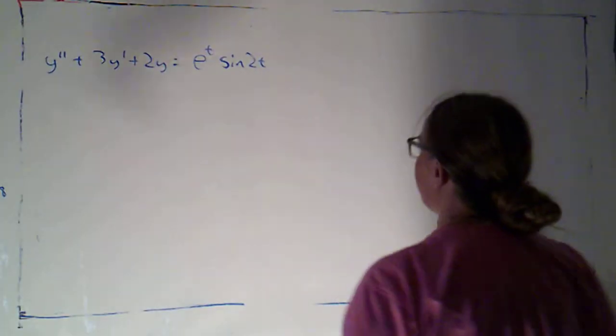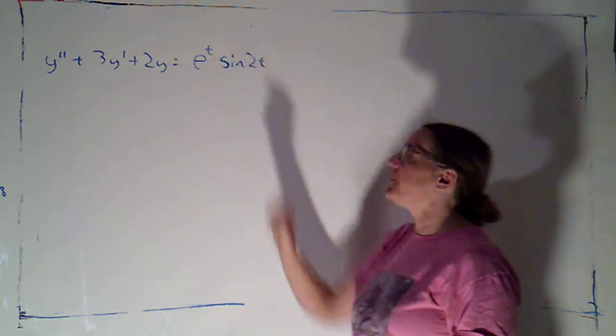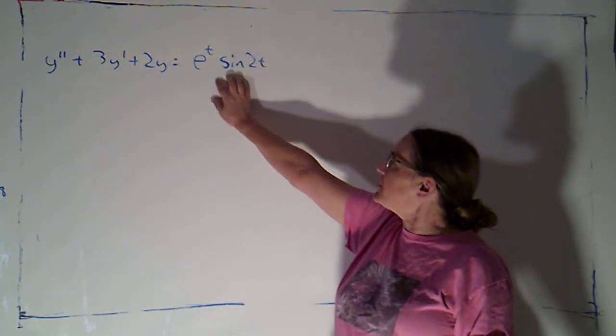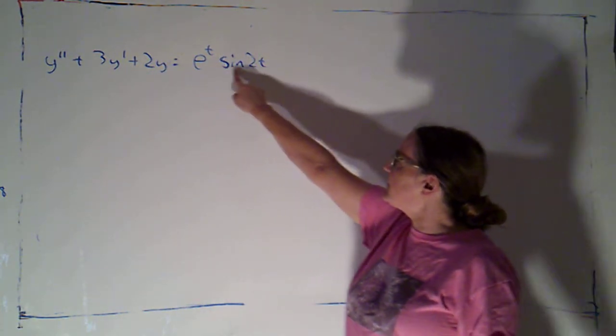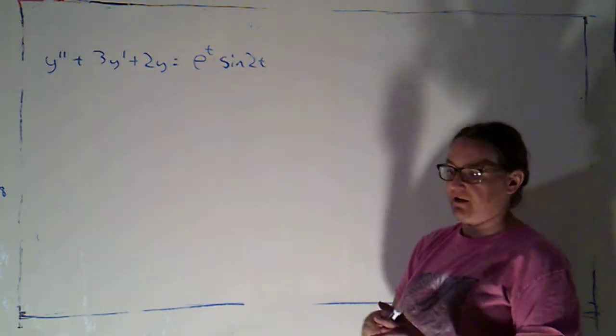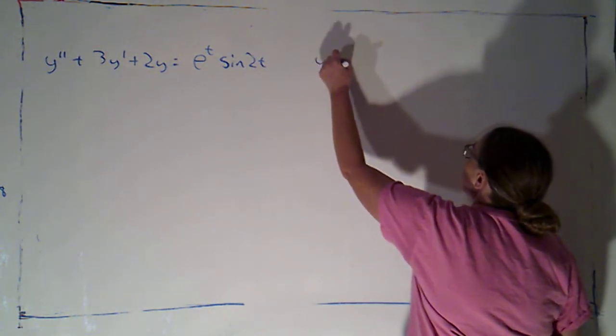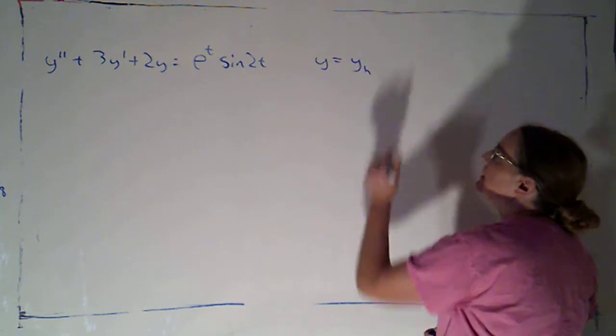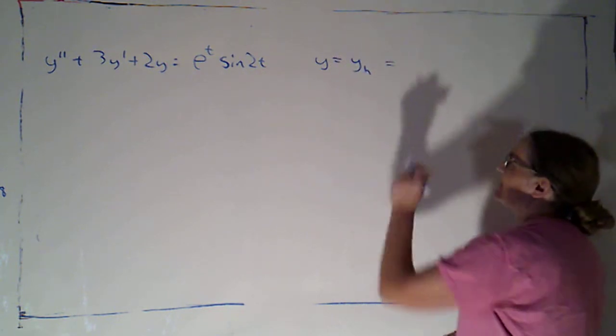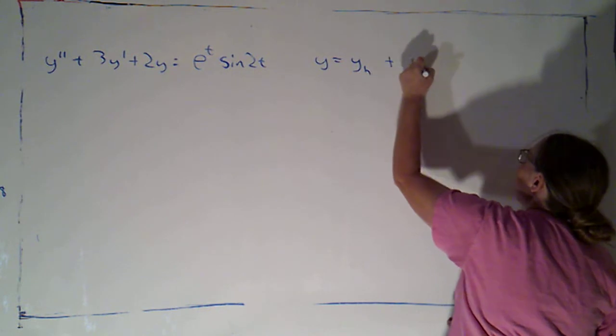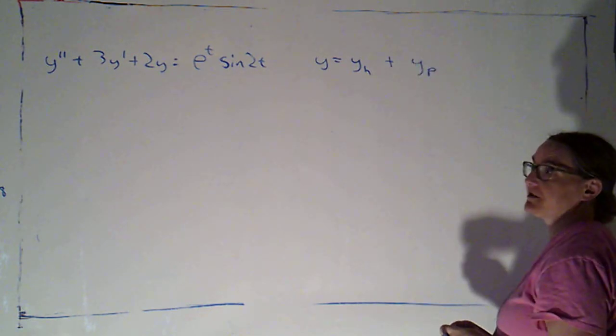Another example of a forced harmonic oscillator up here on the board. This time my forcing function is an exponential times a trig function. Now, the rules haven't changed. My general solution is still going to be a solution to the associated homogeneous plus a particular solution.